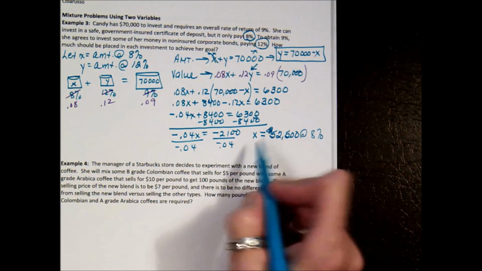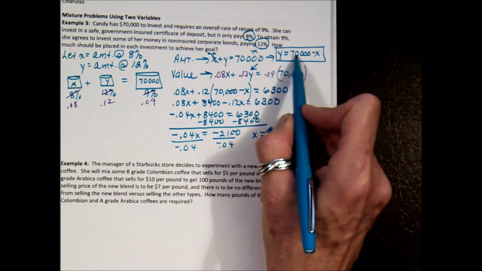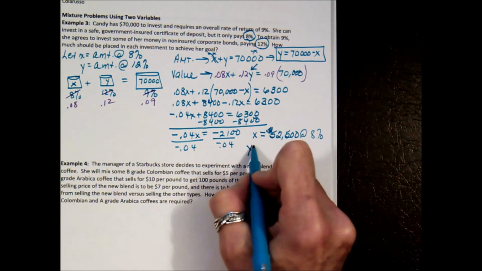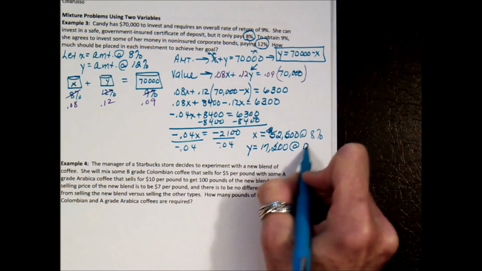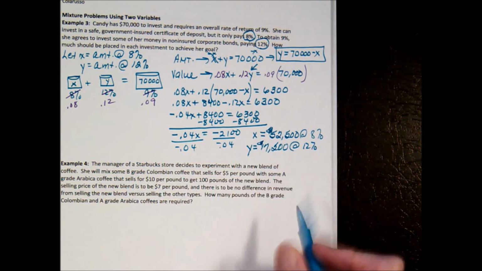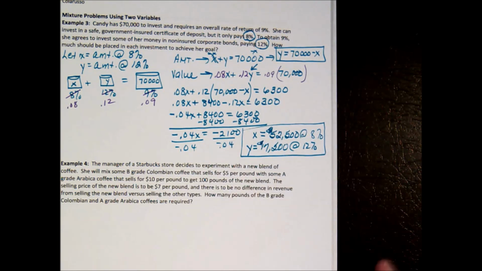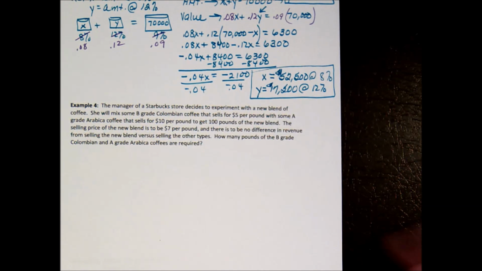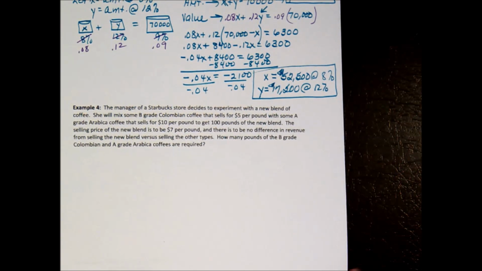To find out Y, you go back to your substitution equation and you say 70,000 minus what you found for X. And that will give you 17,500 that she has to invest at 12%. So this was basically just a setup and calculator problem. Let's try another one. The more of these mixture problems you do, the better you will become. And this is one of the objectives in college algebra. You have to be able to do a mixture problem.